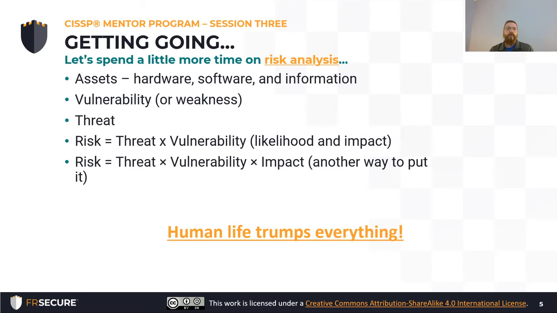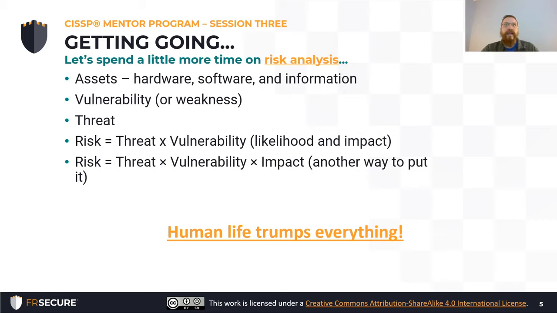All right, so I want to take a little more time and talk about risk analysis, things you have to understand. Things on these slides, remember them. Assets, that's your hardware, your software, your information. Your vulnerabilities or weaknesses, and what the threats to those assets are. So a vulnerability is the weakness around that. And then what is risk? Risk is your threat times your vulnerability, the likelihood and impact. You've got to know that.